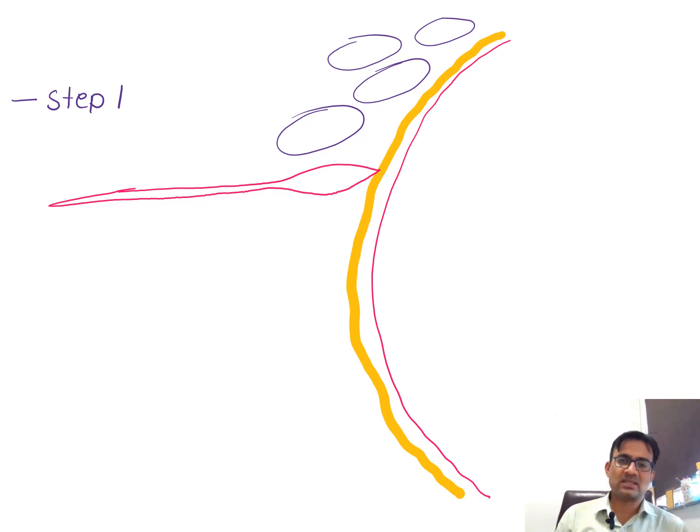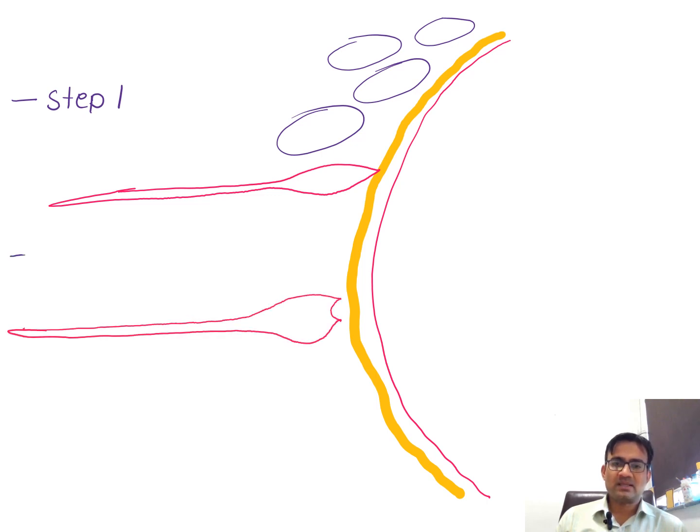Especially there is one protein known as ZP3 protein. It will pass all the way through the granulosa cells and it is going to reach the zona pellucida. Now in the next step, what is going to occur? See here, the sperm has reached.